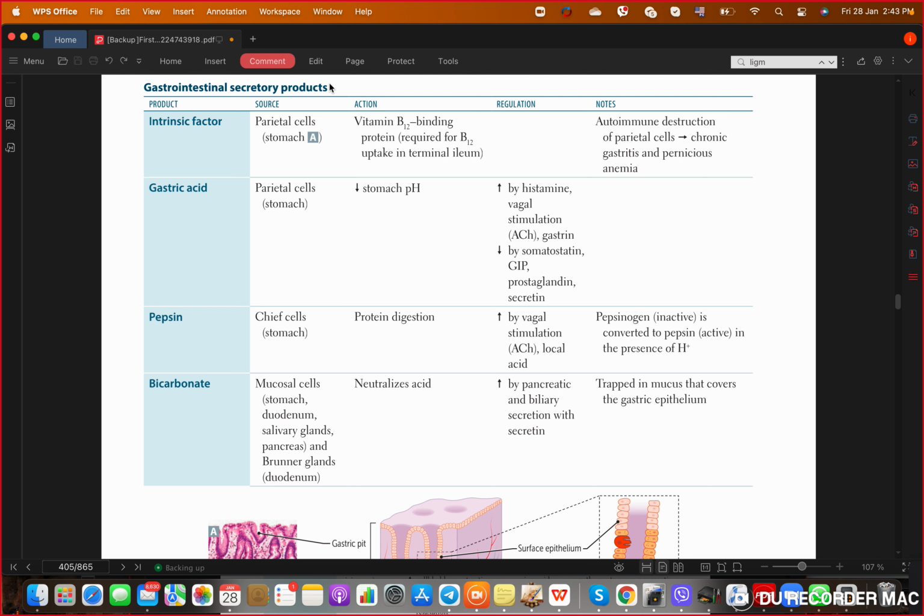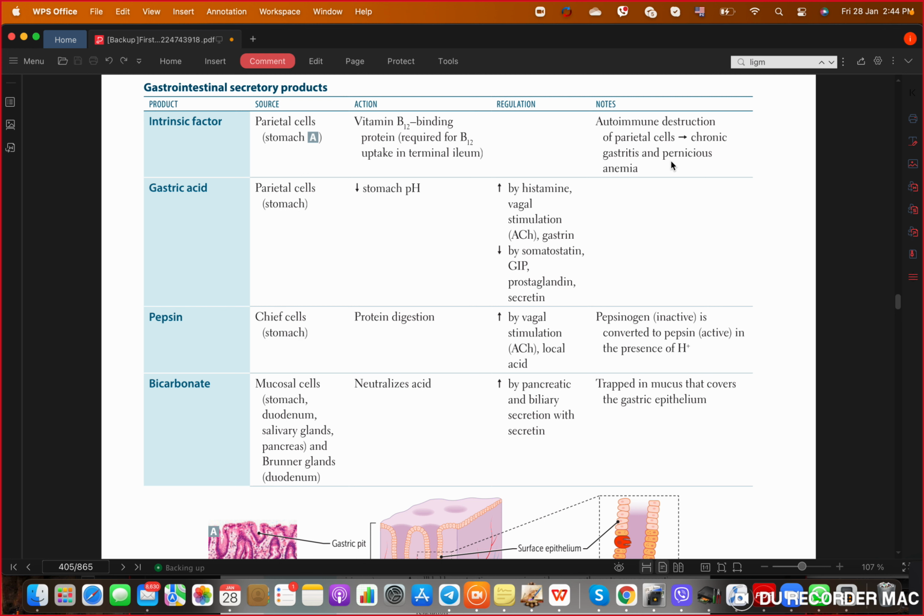So the next thing we have here, they write about intrinsic factor, parietal cells in the stomach, and vitamin B12 binding proteins required for B12 uptake in the terminal ileum. Autoimmune destruction of the parietal cells can lead to chronic gastritis and pernicious anemia, which is a macrocytic anemia due to the absence of B12. Gastric acid is also produced by the parietal cells of the stomach, and it decreases the stomach pH because it leads to the acidity of the stomach, correct?